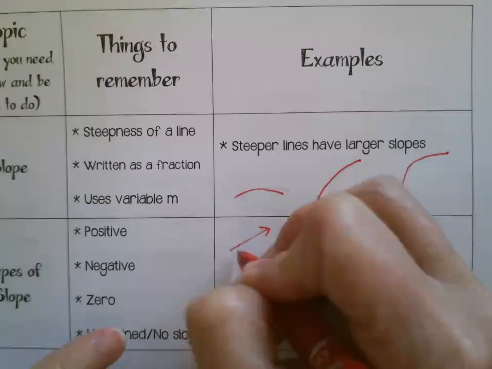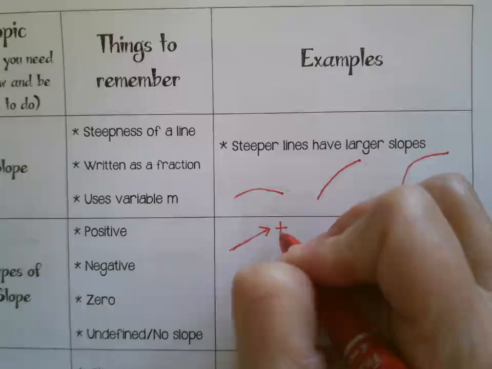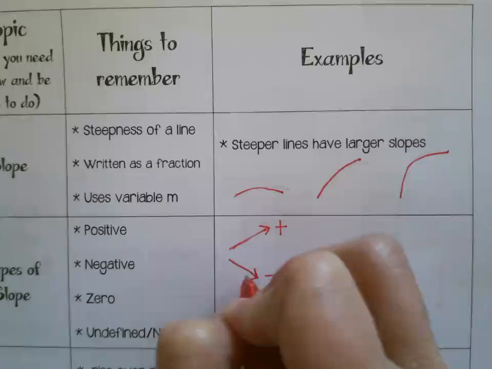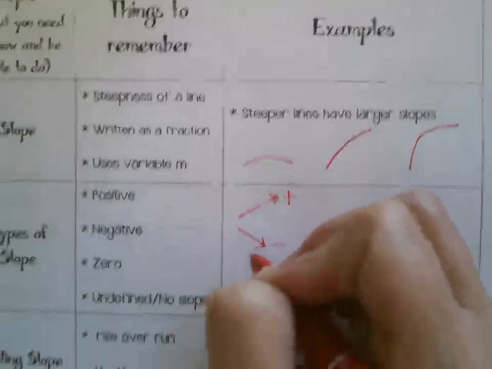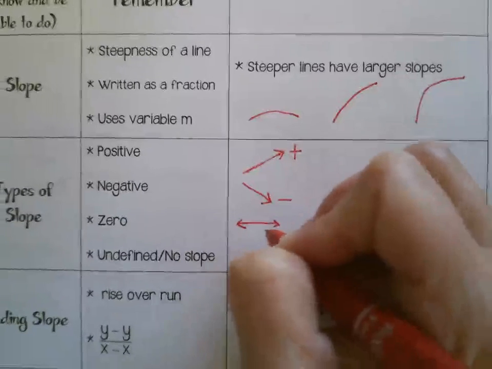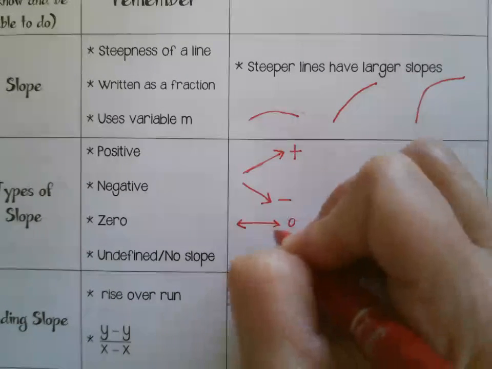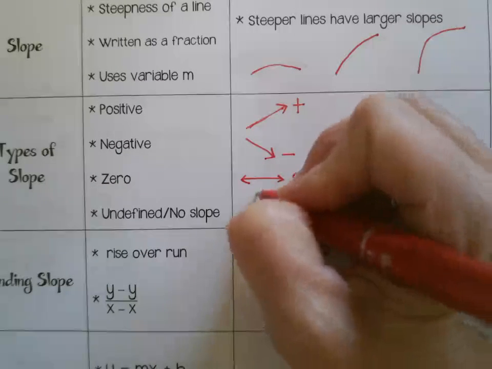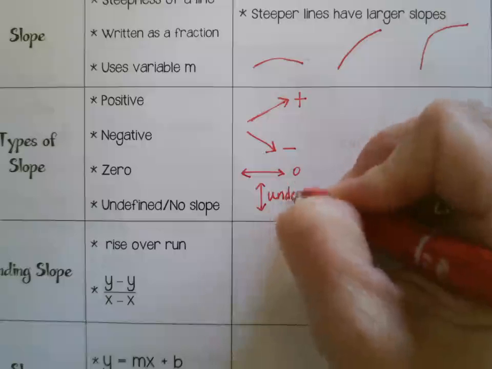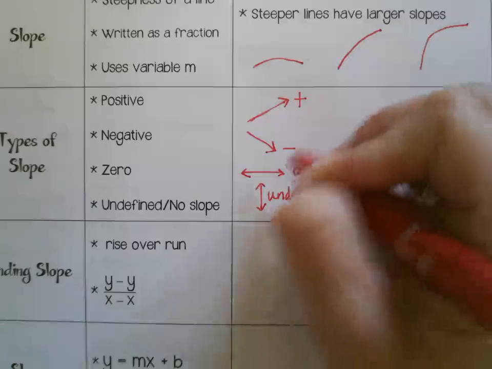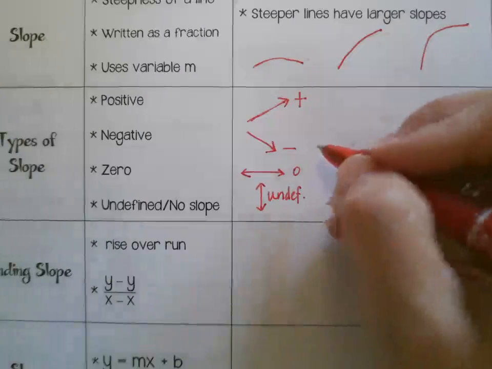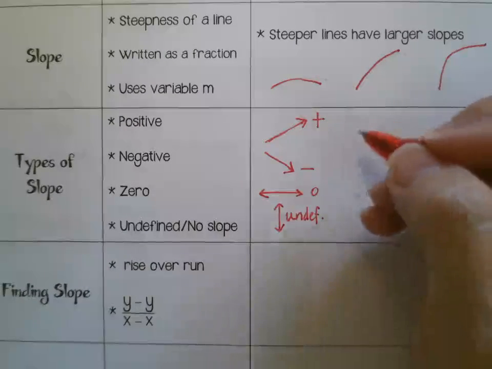So just to make sure you remember. If our line goes up as we go to the right, that's a positive slope. If our line goes down as we go to the right, that's a negative slope. If we have a horizontal line, that's when our slope is 0. And when we have a vertical line, that's when our slope is undefined, or you could say we have no slope.